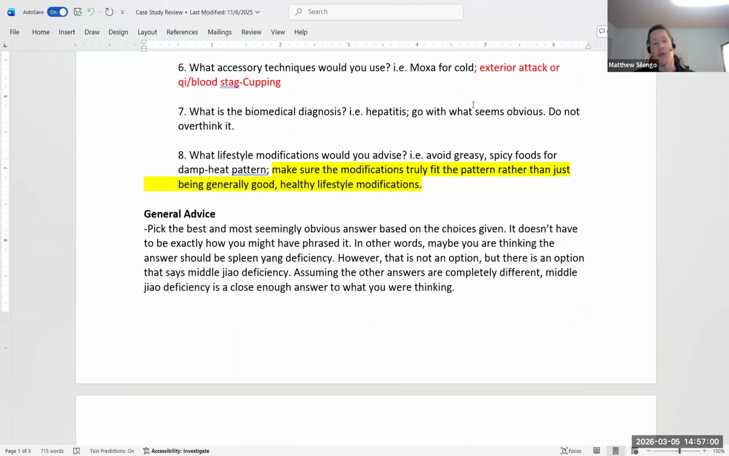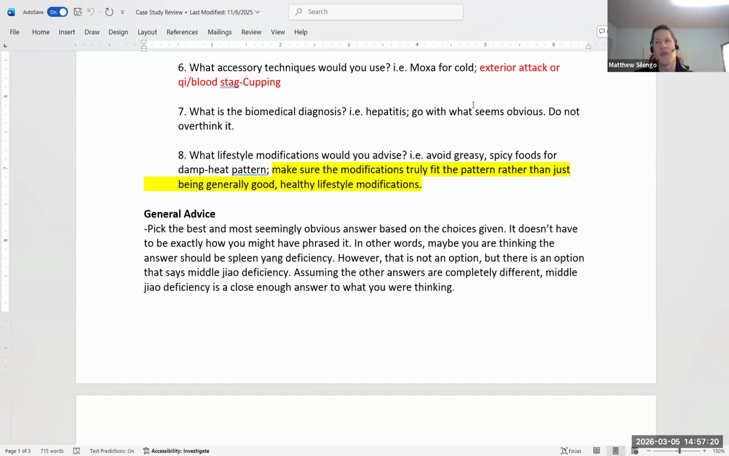And if somebody has an exterior attack, that's where you might do cupping. You could also do cupping with chi and blood stagnation, because cupping is moving and invigorating for the chi and blood. It also can pull pathogens out. Gua sha is similar. You could do that to release the exterior, or to break up chi and blood stagnation.